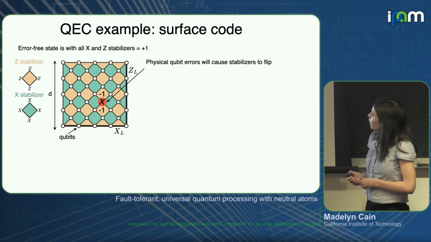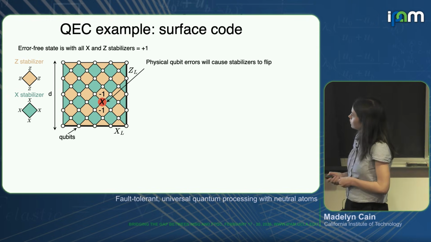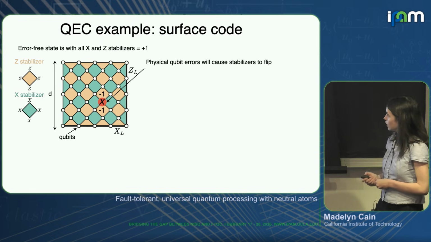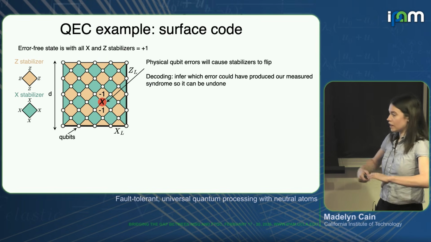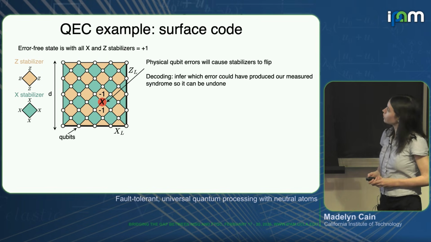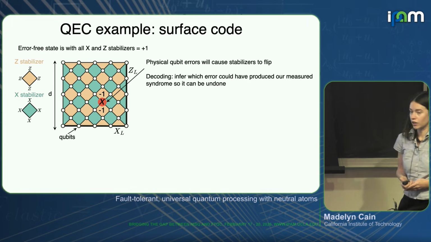Now, if a physical qubit error occurs, it will cause stabilizers that it anti-commutes with to flip, enabling us, by measuring the stabilizers and then decoding them using a classical algorithm, to infer which error could have produced our measured syndrome so that we can undo it.